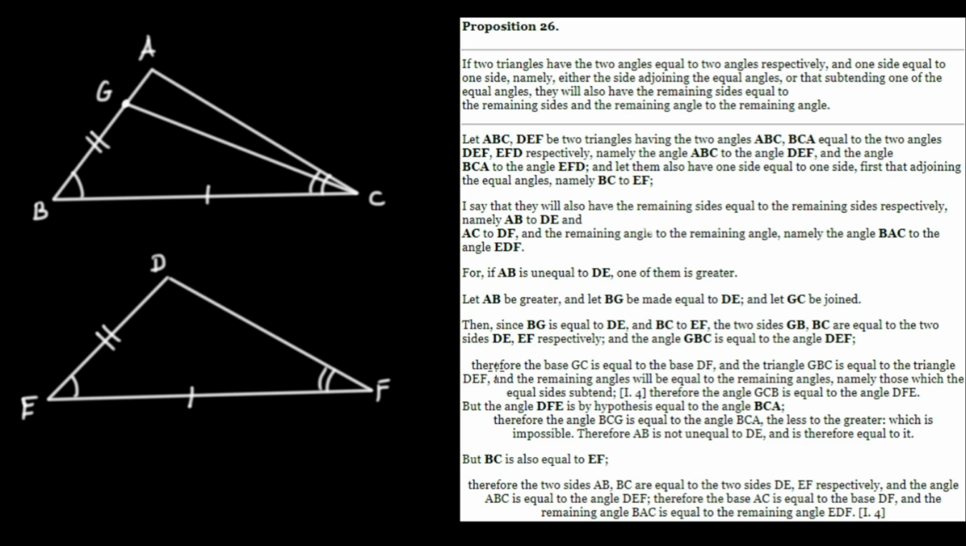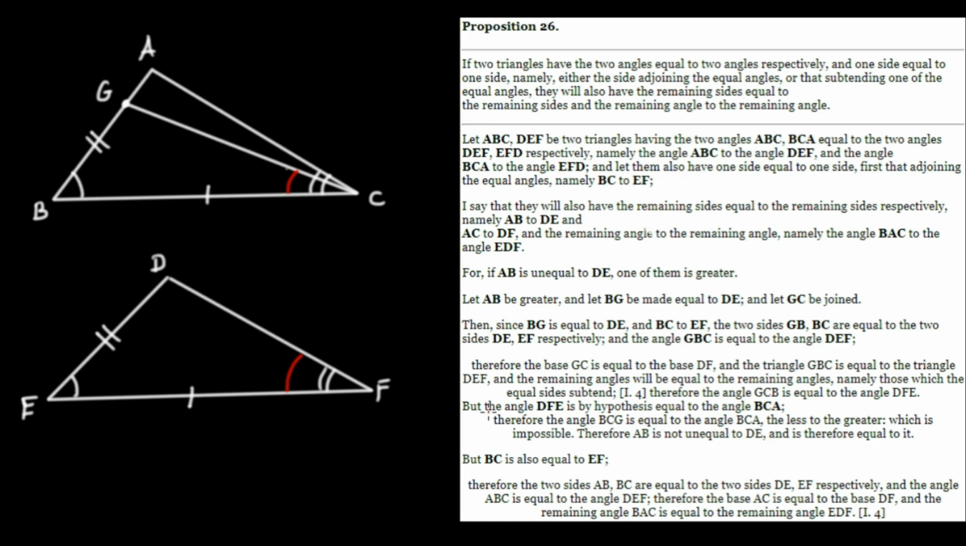Hence he says, therefore the base GC will be equal to the base DF. That's true. And the triangle GBC is equal to the triangle DEF. And the remaining angles will be equal to the remaining angles, namely those which the equal sides subtend, again by proposition 4. Therefore, the angle GCB, which is this one over here, we'll highlight that. Therefore, GCB is equal to the angle DFE. These two angles are equal. That's what follows from proposition 4.